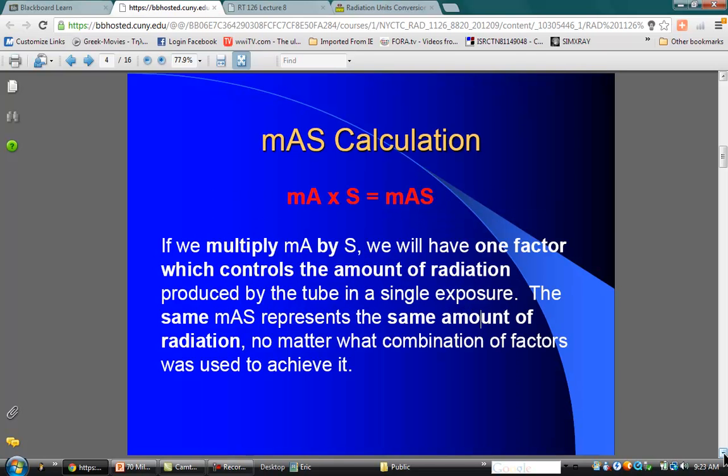We should be familiar with the calculation in order to create exposure, and that's mA times time. So if we multiply mA times time, we'll have a factor which controls the amount of radiation produced by the tube for one single exposure. As long as we come up with the same mAs, whatever combination of factors that we use for mA and time will create the same blackening or density on the image.